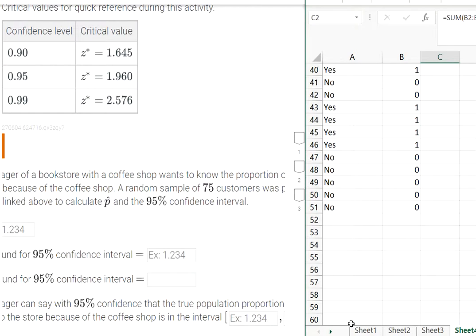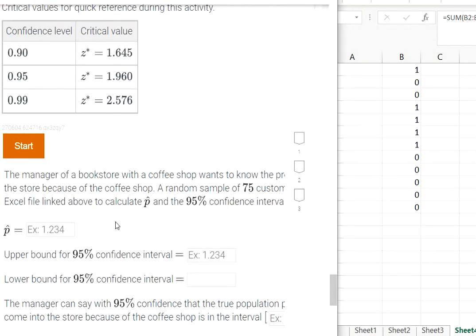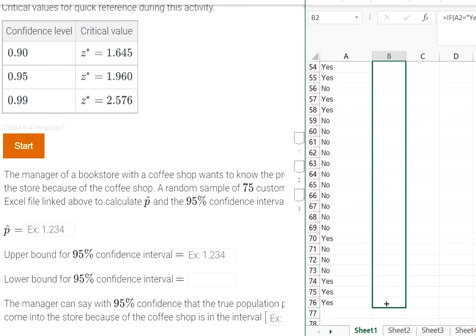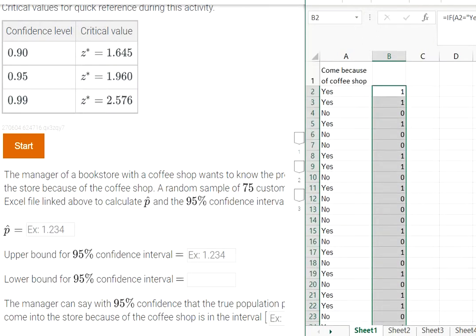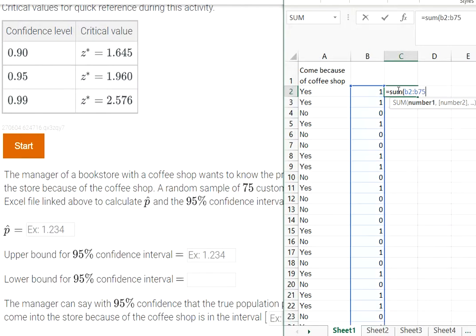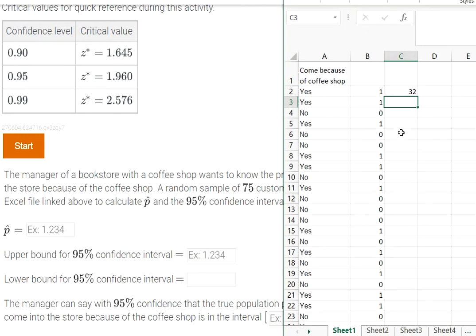Oh, I'm on sheet 4. Okay, well, if you got sheet 4, that's what you got to do. I'm supposed to be in sheet 1. So same thing. Equals if A2 is equal to yes, then I'm putting a 1, or else I'm putting a 0. Click and drag that, and then same type of thing. Equals sum B2 to B76, I imagine. Yep. Okay, there I added them all up.